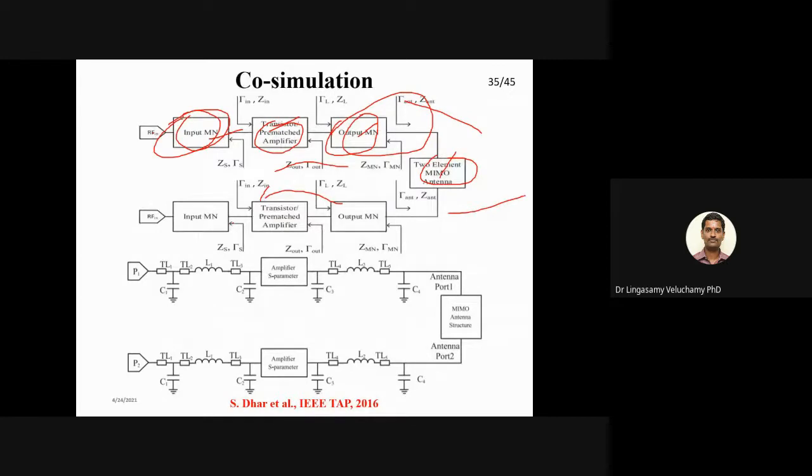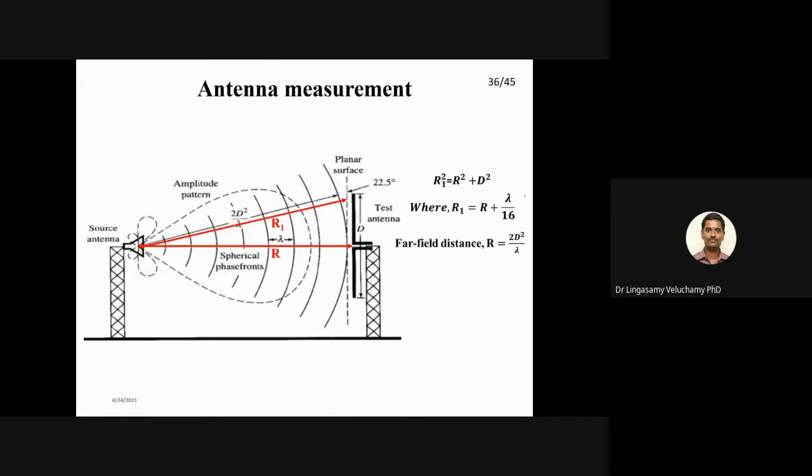So far we have seen measurement and simulation. Now we'll move on to antenna measurements. As I mentioned before, antenna measurements are done at the far field distance. An antenna in nature will emit a spherical wave, so when the receiver antenna receives it, it will be spherical in nature. The acceptable phase deviation is 22.5 degrees. If you calculate the far field distance based on that 22.5 degrees, you will get the 2D squared by lambda value by solving the equation.